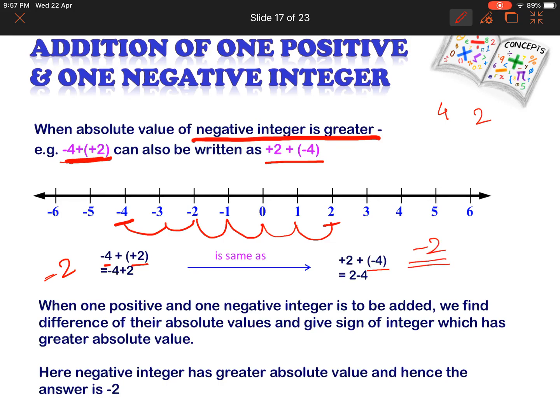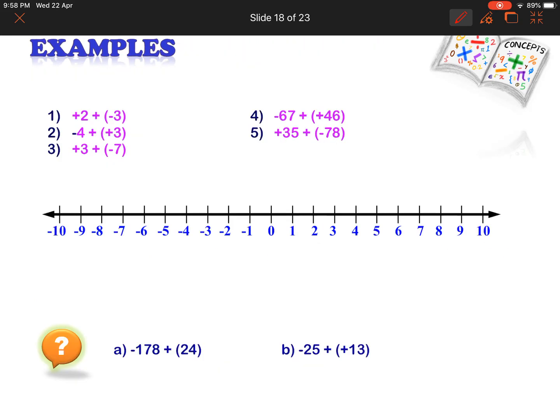Okay, now for bigger integers we have a generic rule. When one positive and one negative integer is to be added, we add their difference of their absolute values and give sign of integer which has greater absolute value. Okay, so here also if you see, minus 4 has greater absolute value, and hence we have found out the difference 4 minus 2, which is 2, and we are giving sign of integer which has higher absolute value, that is negative. Okay, let's solve examples for this.